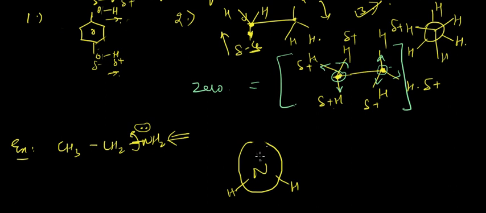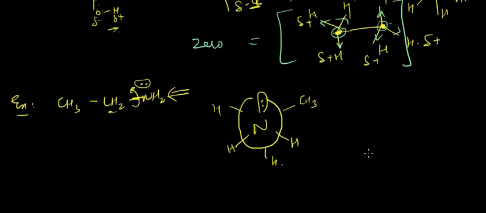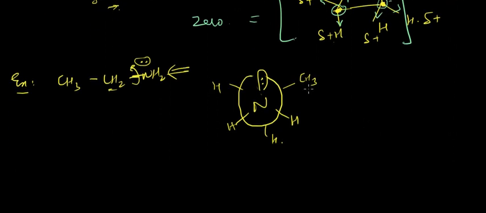We have a lone pair also here. Okay, so this is this carbon atom, this circle. So here we have, this would be the structure. And why did I place the CH3 gauche to this lone pair?